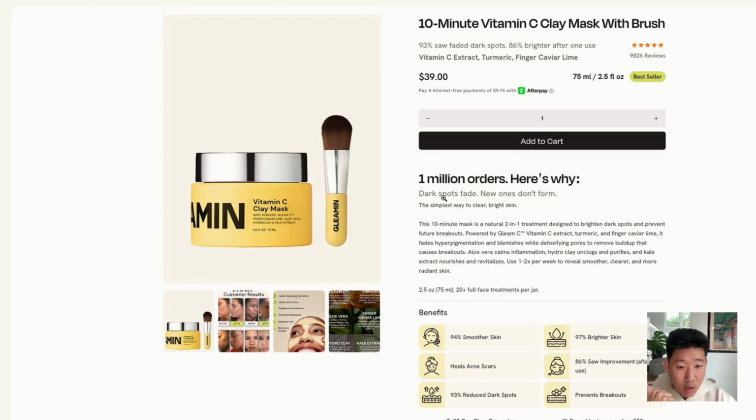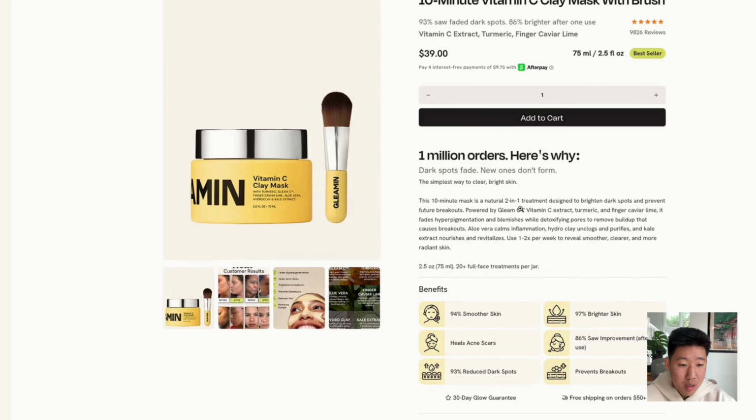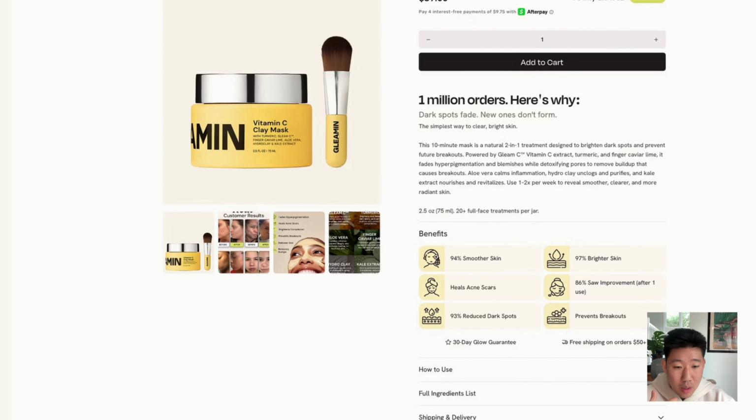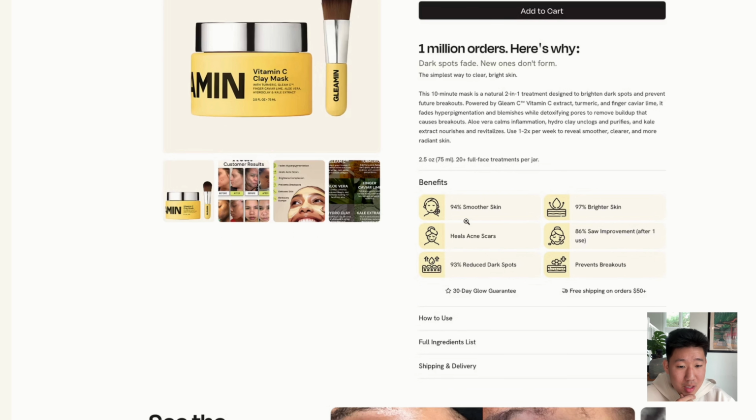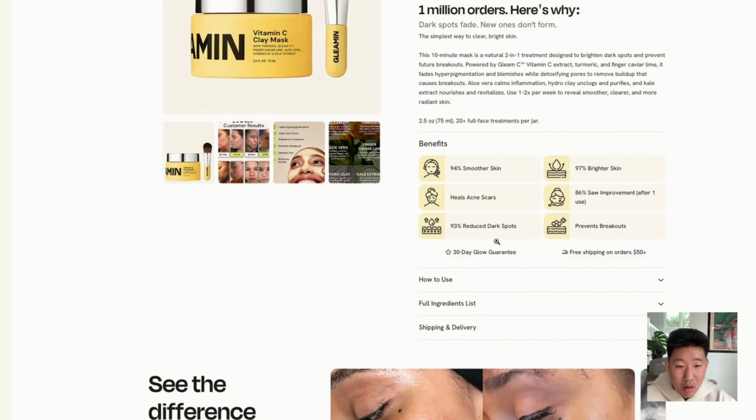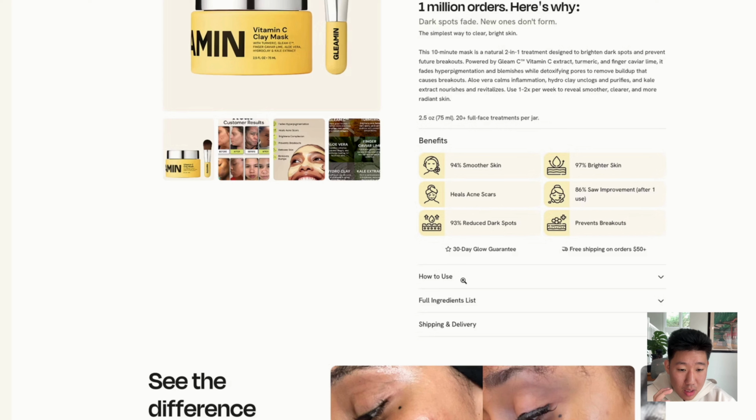Value driven: dark spots fade, new ones don't form. The simplest way to clear, bright skin. Super specific, and there's no miscommunicating or misunderstanding that. We have clean, simple benefits. You can see they have icons and less than 5 words for each of those. 94% saw smoother skin, heals acne scars, all that. Scannable, and all this information is readily available.